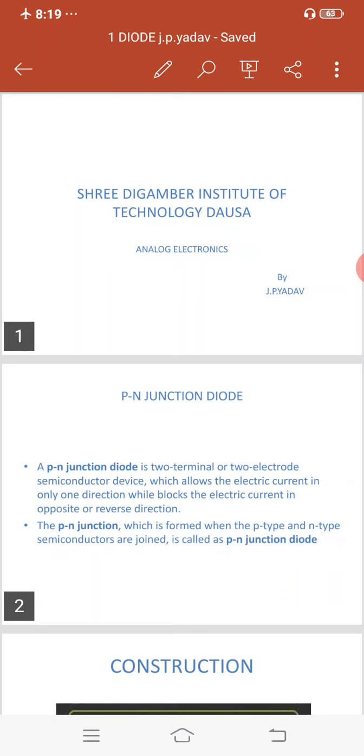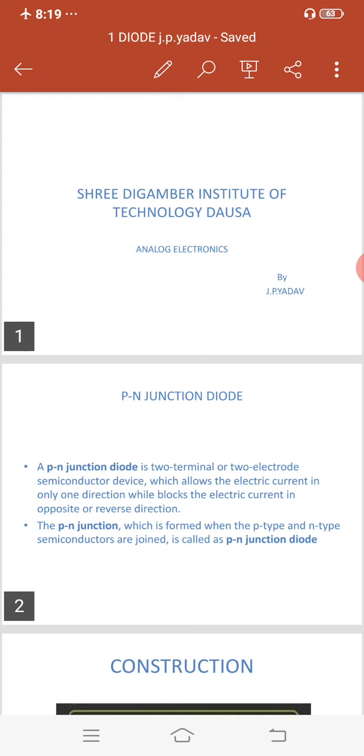A PN junction diode is a two terminal, positive and negative, we can say two electrode device, which allows the electric current in only one direction while blocking the electric current in the reverse direction. The PN junction diode is a unidirectional device. It allows current flow in one direction, and in the opposite direction it blocks the current.